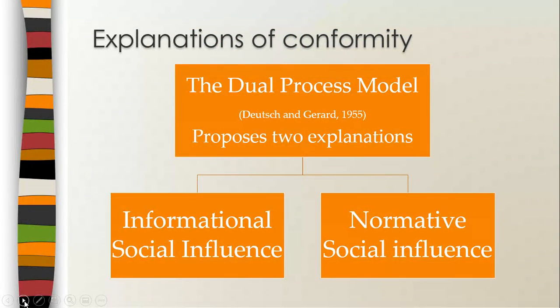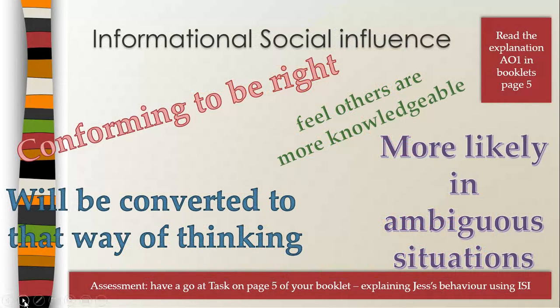Okay, so in terms of explanations for conformity, the fancy way to describe this is by calling it the dual process model. But this is basically saying that there's 2 explanations. You've got informational social influence and you've got normative social influence. Those are the 2 reasons why we conform. It's referred to as the dual process model, so it's got 2 parts, informational social influence and normative social influence.